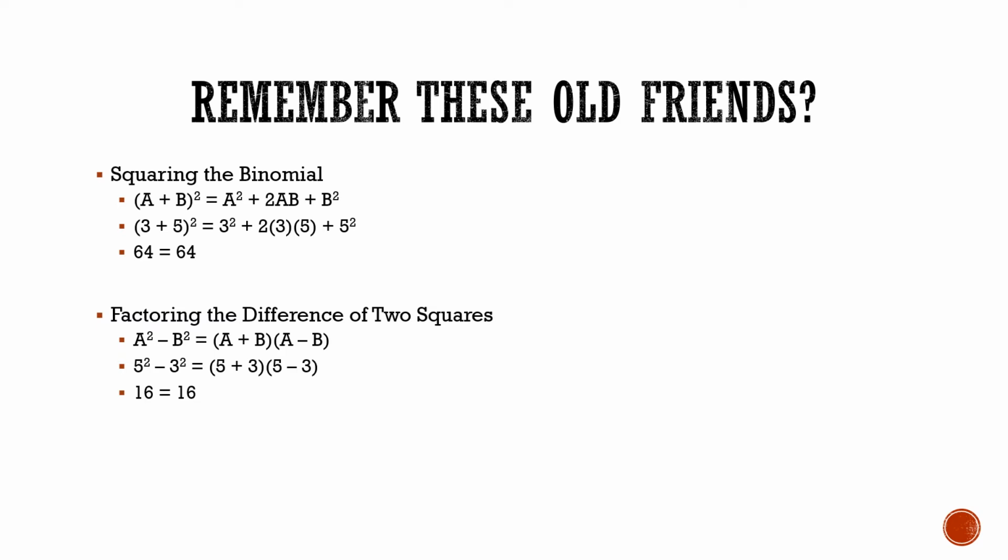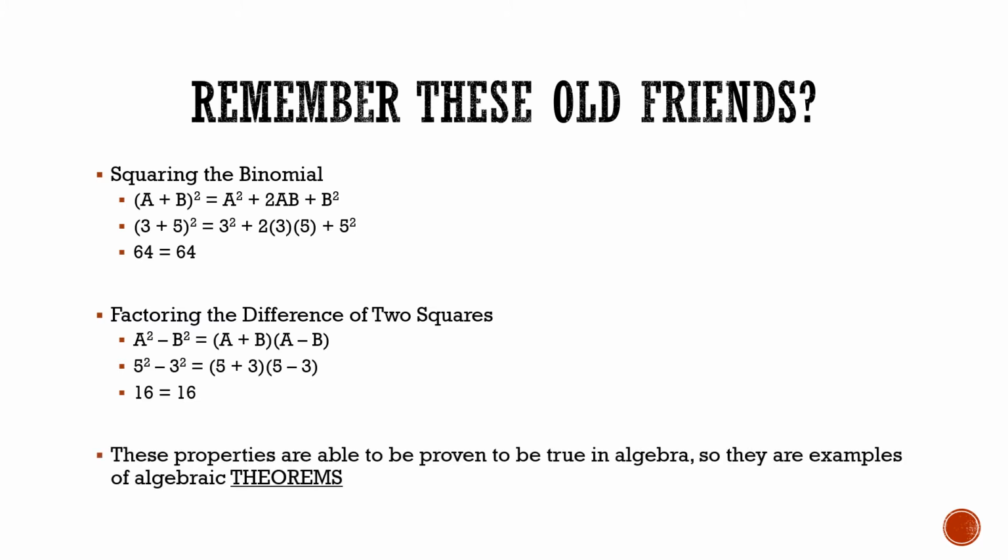What about factoring the difference of two squares? So look at this, a squared minus b squared equals a plus b times a minus b. So if we put that into actual practice with numbers, we can see from my example that 5 squared minus 3 squared is the same thing as 5 plus 3 times 5 minus 3. And again, if you do the math, you're going to find that 16 equals 16. So these properties are able to be proven to be true in algebra. So they are examples of algebraic theorems.